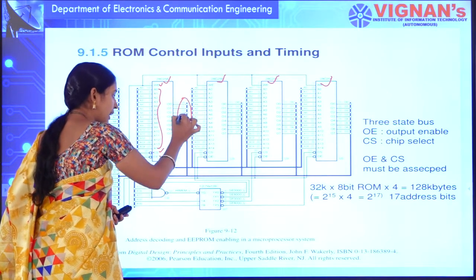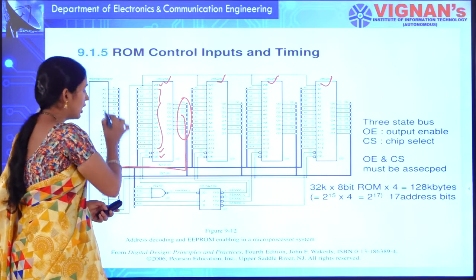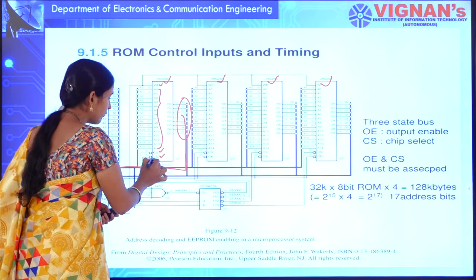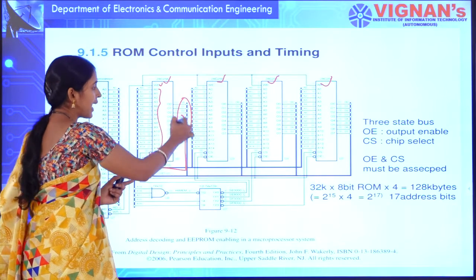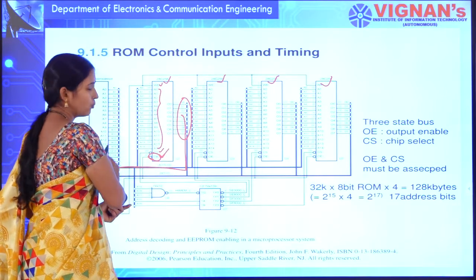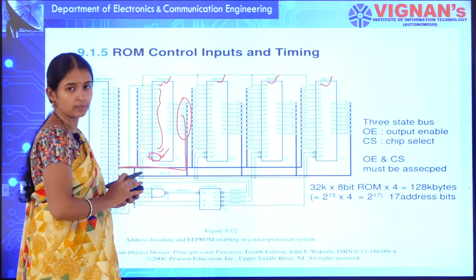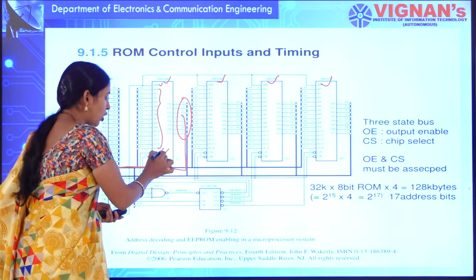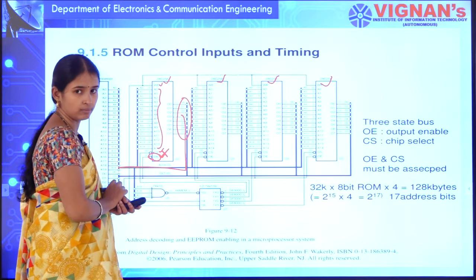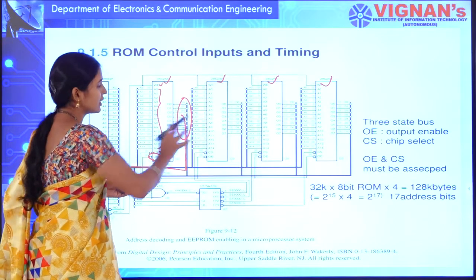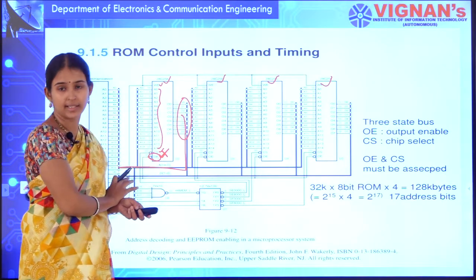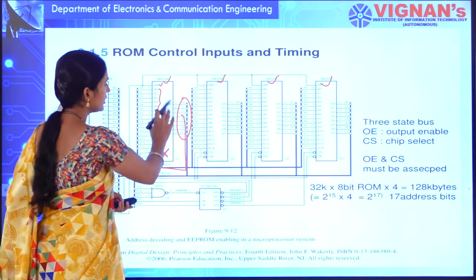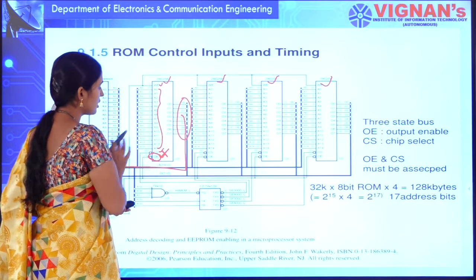That means this output data will be available to the microprocessor only when output enable is asserted. When output enable is asserted, you can access the output data from the chip to the processor. If you are not asserting your output enable pin, you cannot access the data, even though the data is present at the output. Okay. So, these are the specifications of each IC.